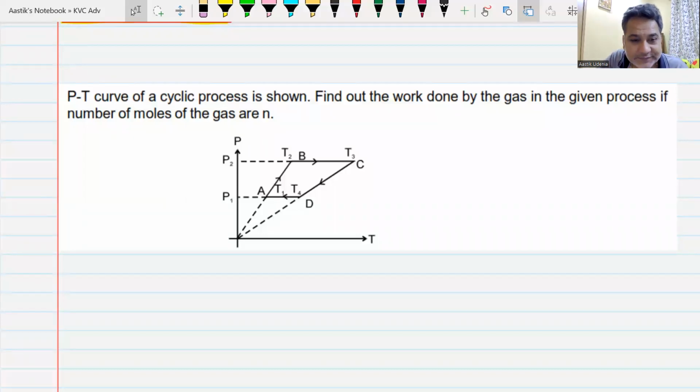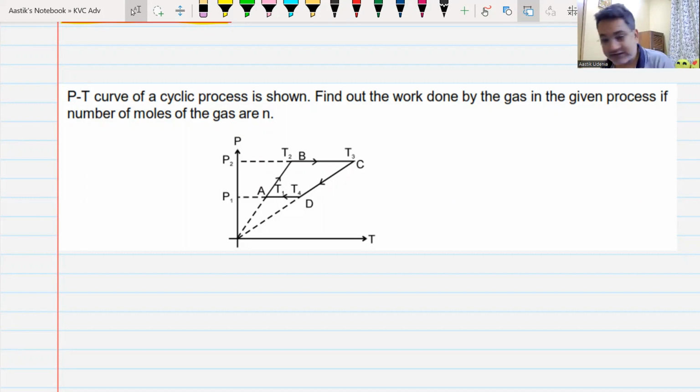So what is the answer? nR into T1 plus T3 minus T2 plus T4. So T1 and T3 are plus and T2 and T4 are minus. Is that what you are saying? Yes, sir. That is exactly correct.